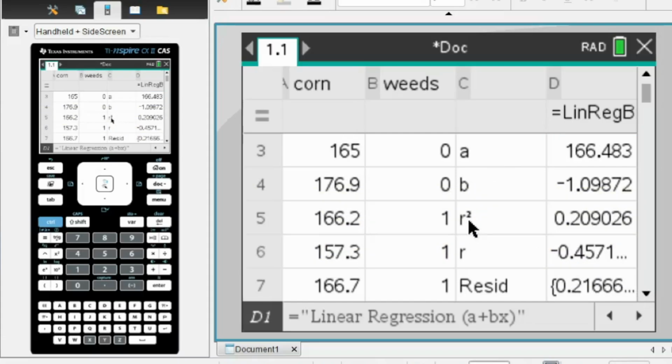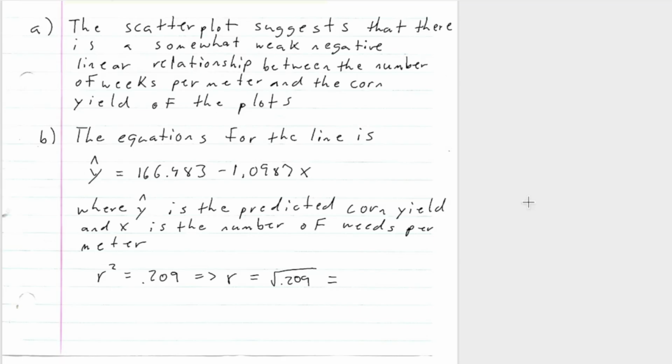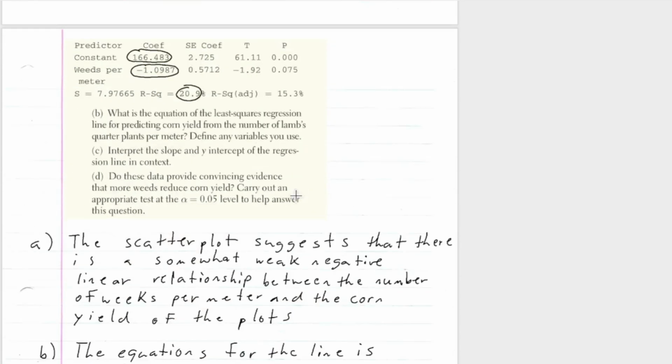And of course, when I take the square root of r squared, it'll be plus or minus this. But since the slope was negative, it's going to be negative 0.457. So this tells us that it is a negative linear relationship, but it is really weak, because it's not close to negative 1. So this sort of justifies what we were saying earlier in the problem. All right, so let's go ahead and do C.